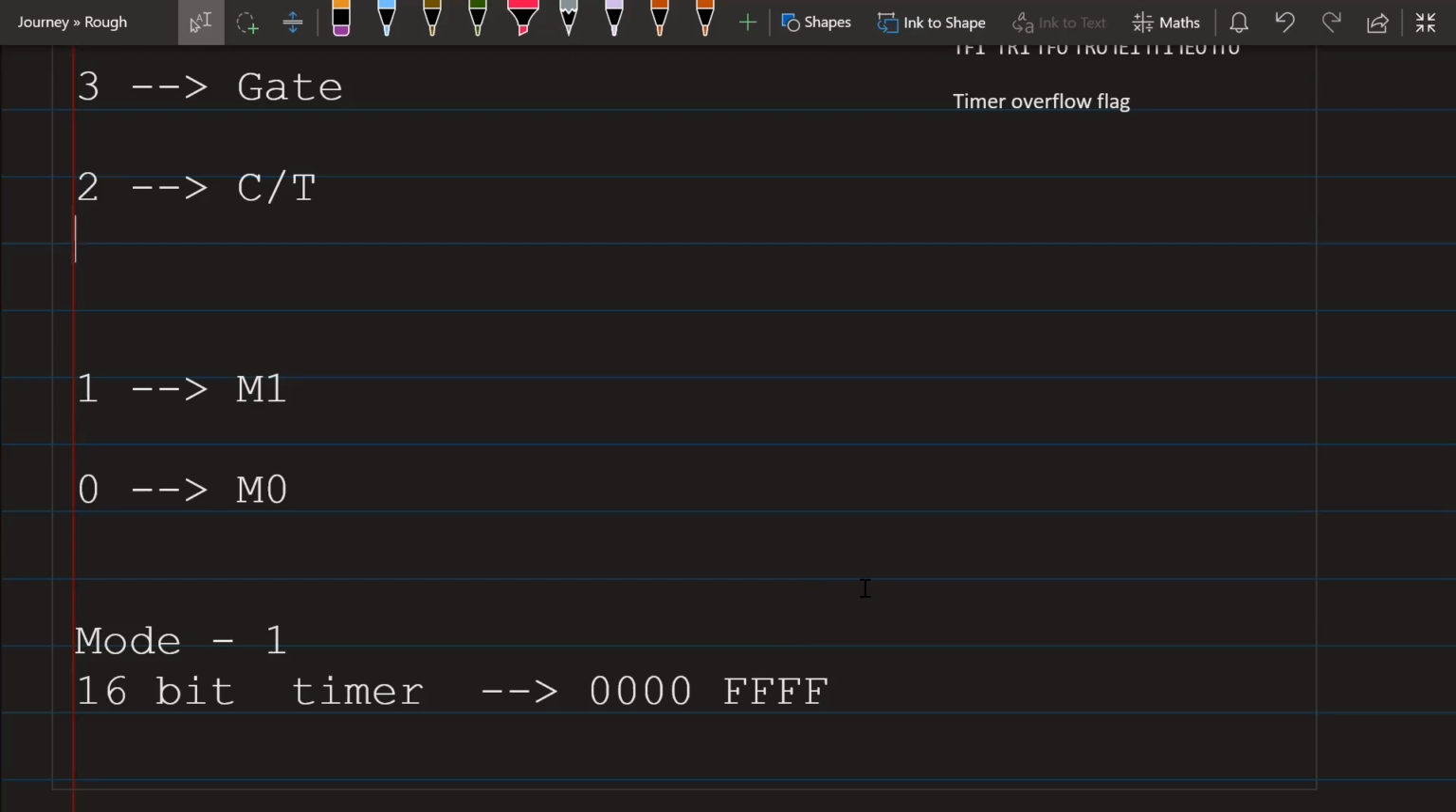Same way, if I want 5 millisecond count, what will happen? I'll load the initial value with 5. So 5, 6, 7, 8, 9, 10. Whenever it reaches 10, your timer flag, the TF flag, will be overflowed. So that is the 5 millisecond reference. You're getting the idea? Yes, sir.